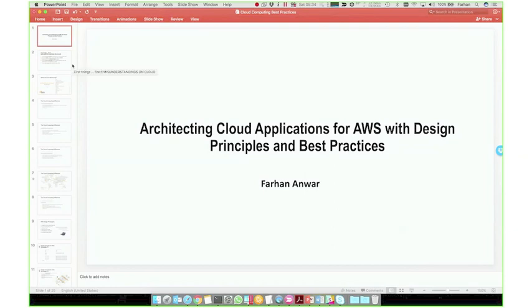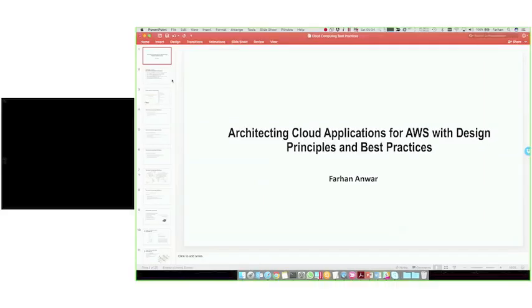So today's topic that I will be presenting is on the white paper, which is architecting cloud applications for AWS, which includes the design principles and best practices. Now, you guys can ask the questions anytime by interrupting me, and let's make it as an interactive session as much as possible. So, before we start, let's clear out some of the cloud myths.